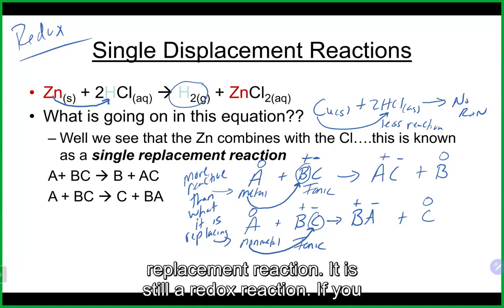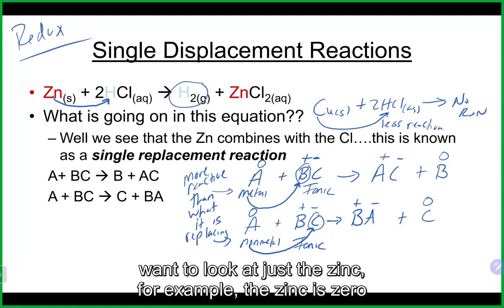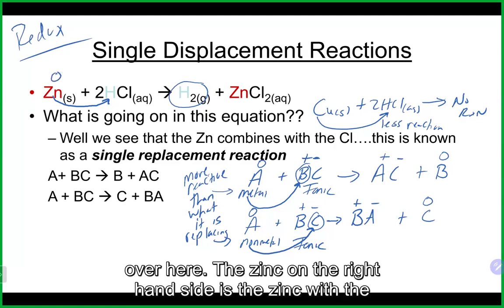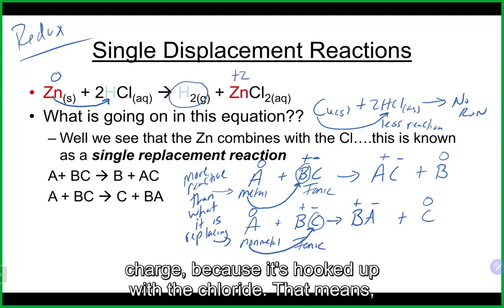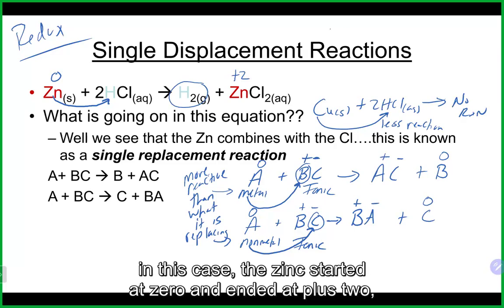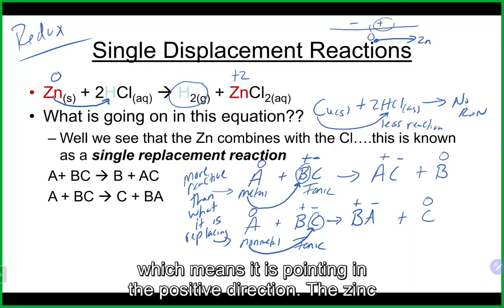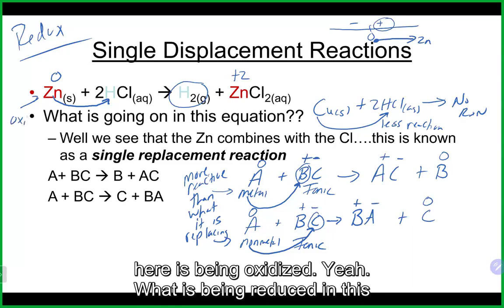This is a single replacement reaction. It is still a redox reaction. If you want to look at just the zinc, for example, the zinc is 0 over here. The zinc on the right-hand side is the zinc with the charge because it's hooked up with the chloride. That means in this case, the zinc started at 0 and ended at +2, which means it is pointing in the positive direction. The zinc here is being oxidized.